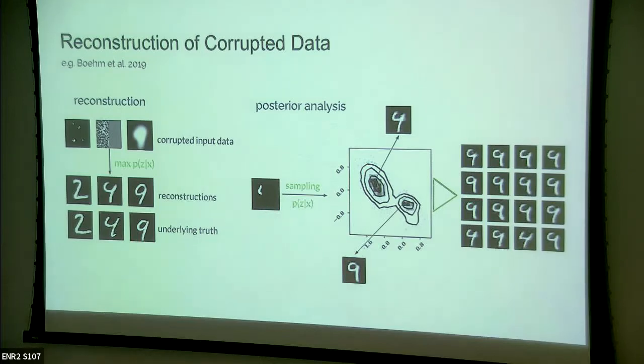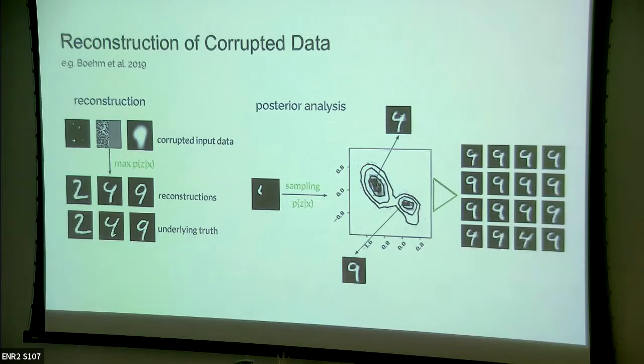What we really want to know is what are all of the possible digits that are compatible with this corrupted image. So we want to do some kind of uncertainty analysis, some kind of posterior analysis. This is shown here on the right, where the input image is heavily masked, meaning that it could be anything. It could be a 9, it could be a 4. The model doesn't know. So the posterior for this is actually bimodal. It has two maxima. One region of high probability is associated with 4s, and another region of high probability is associated with 9s.